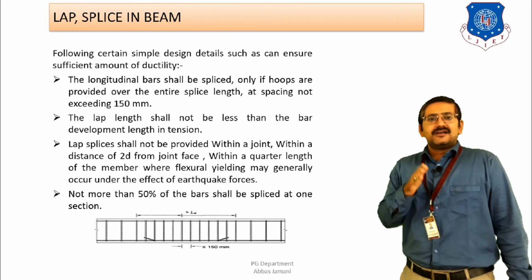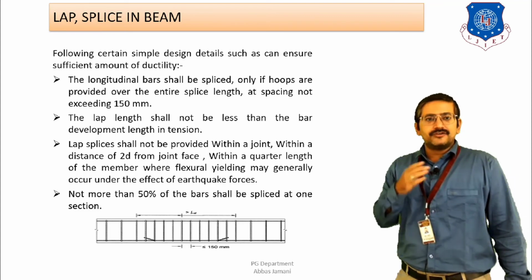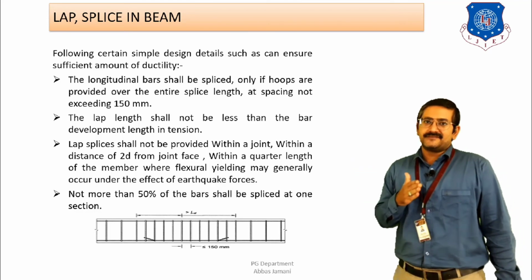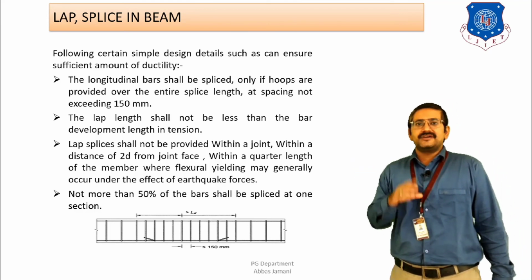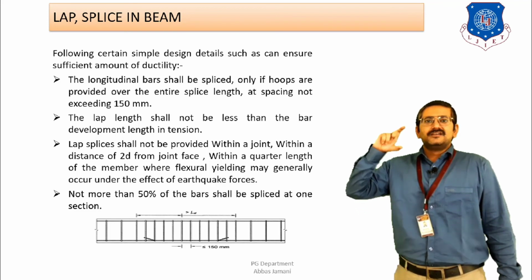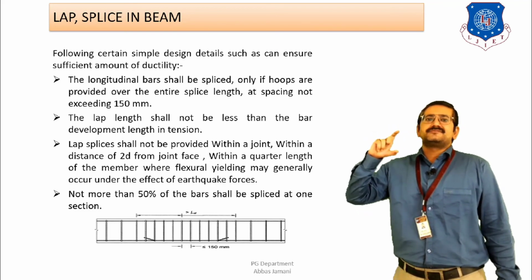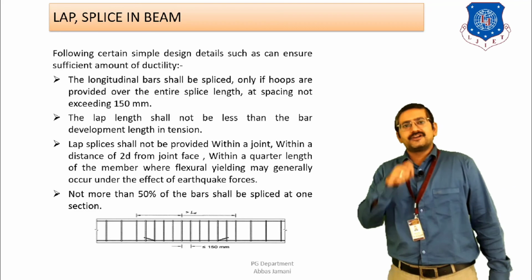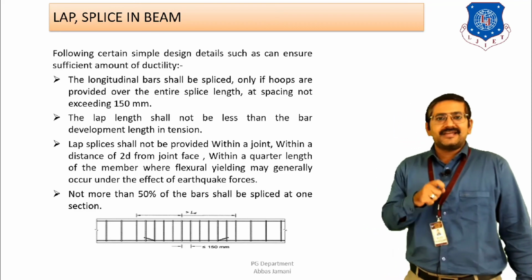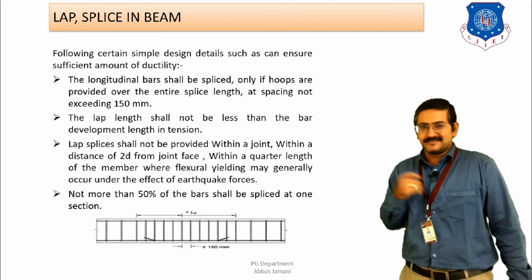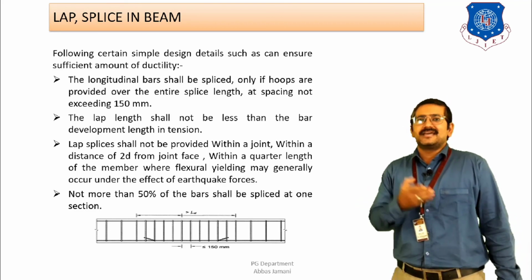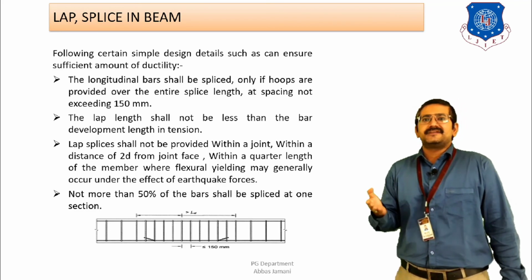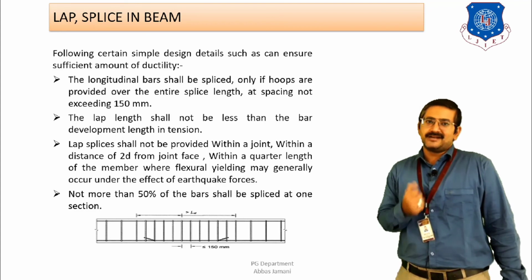The longitudinal bars shall be spliced if the hoops are provided over the entire splice length, and the maximum spacing is 150 mm. That is, if the splicing of bars is done, then in that entire region of the splice length, the spacing of the stirrup should be close, and the maximum spacing should not exceed 150 mm. Second, regarding the lapping of horizontal bars, the lap length should not be less than the development length. That is the example that I gave you: as per IS 456, if the calculation based on the grade of concrete and grade of steel is such that the value is coming as 50 times diameter, then a minimum of 50 times diameter development length has to be provided.